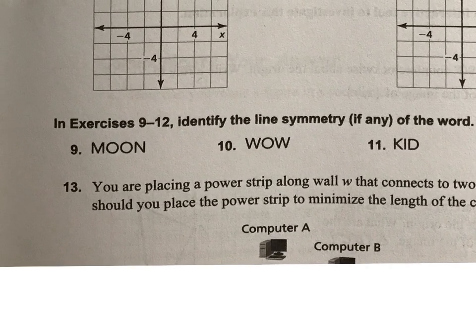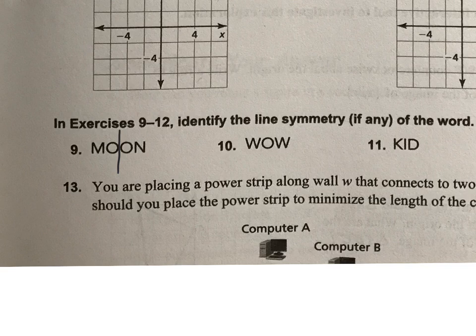So now I'm going to talk about lines of symmetry. Lines of symmetry are where you can reflect something over itself and you get the exact same picture. So is there a line of symmetry in the word moon? Yeah. So if you do that, do you get the same thing?